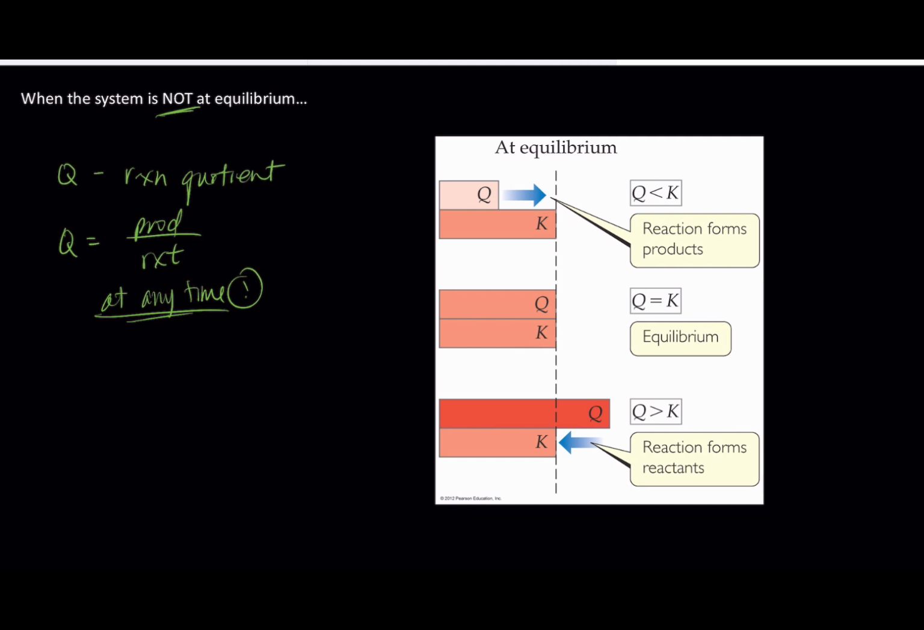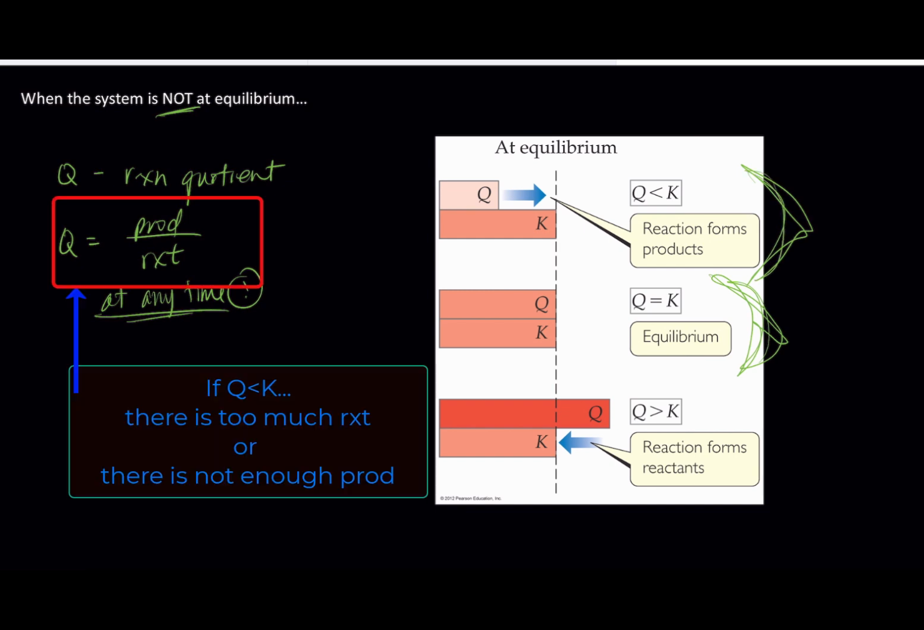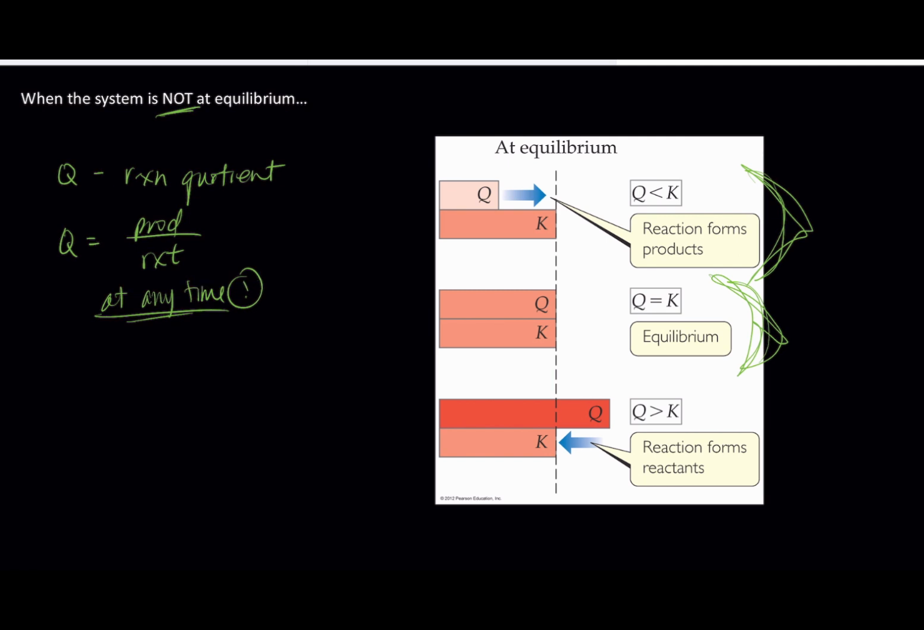So when K and Q are the same, clearly we are at equilibrium. If Q is less than K, let's think about what that means. If Q is less than K, what that means is there is too much reactant. Yes, my denominator is bigger than it ought to be. Or we could say my numerator is smaller than it ought to be, which means the reaction will go forward to produce product and consume reactant such that it will reach K.